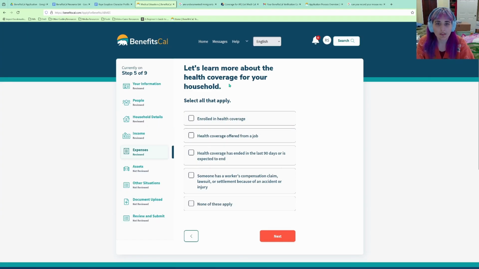Let's learn more about the health coverage in your household. If you're enrolled in health coverage currently, health coverage offered from a job, health coverage has ended in the last 90 days or is expected to end, or someone has a workers' comp claim, lawsuit, or settlement because of an accident or injury. I'm going to say my health coverage ended in the last 90 days.